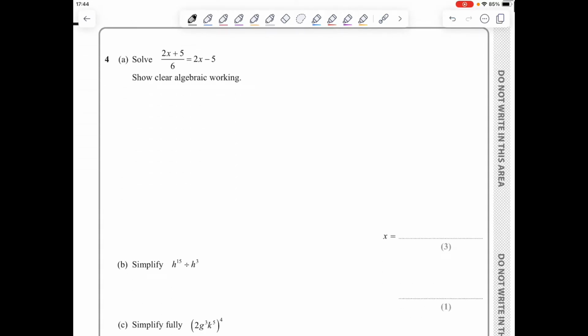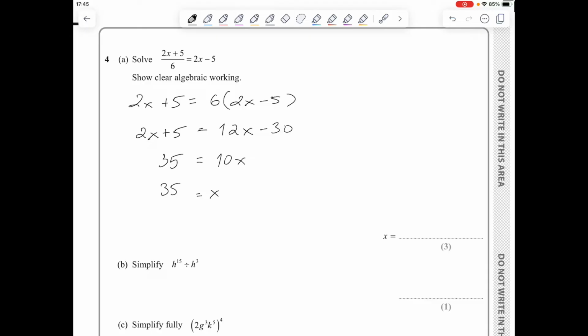For part A of question 4, start by cross multiplying. So 2x plus 5 is equal to 6, 2x minus 5. Let's expand the right hand side. This gives me 12x minus 30. Take all the numbers to the left, so I get 35. All the x's to the right, I get 10x, and then x is 35 over 10. This simplifies to 7 over 2.